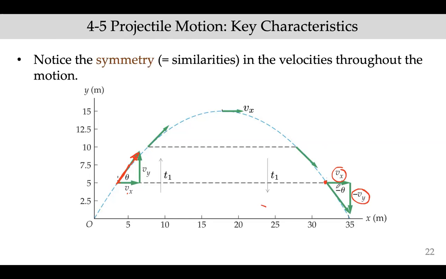So then the angle will be the same, except it will be the negative angle, but the magnitude, if it's 30 degrees here, it will be 30 degrees here as well.